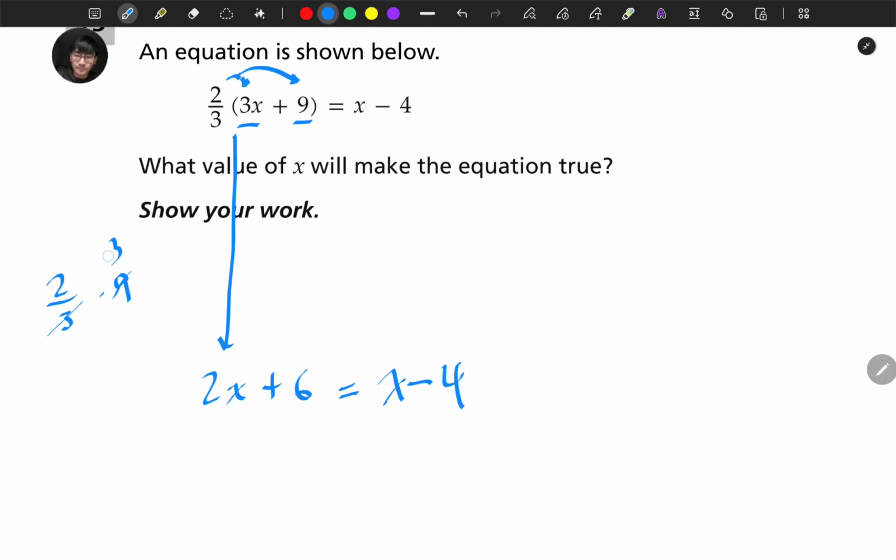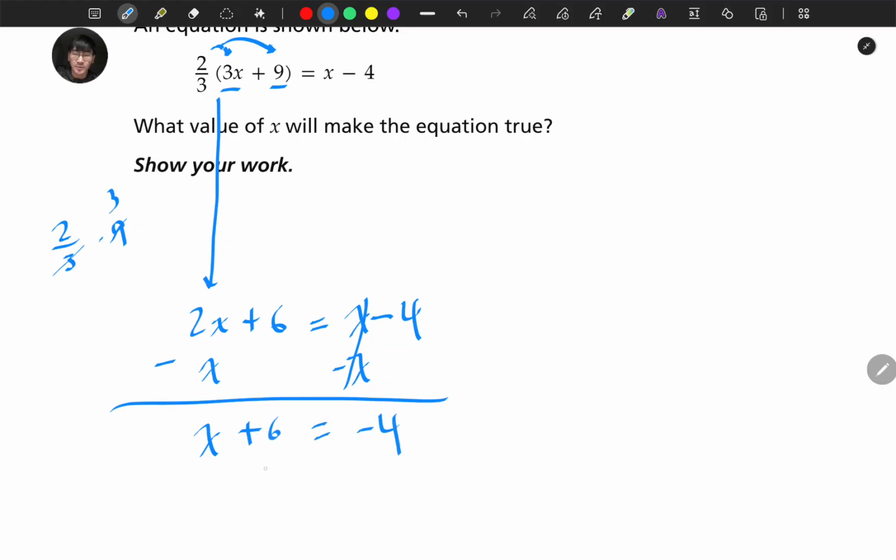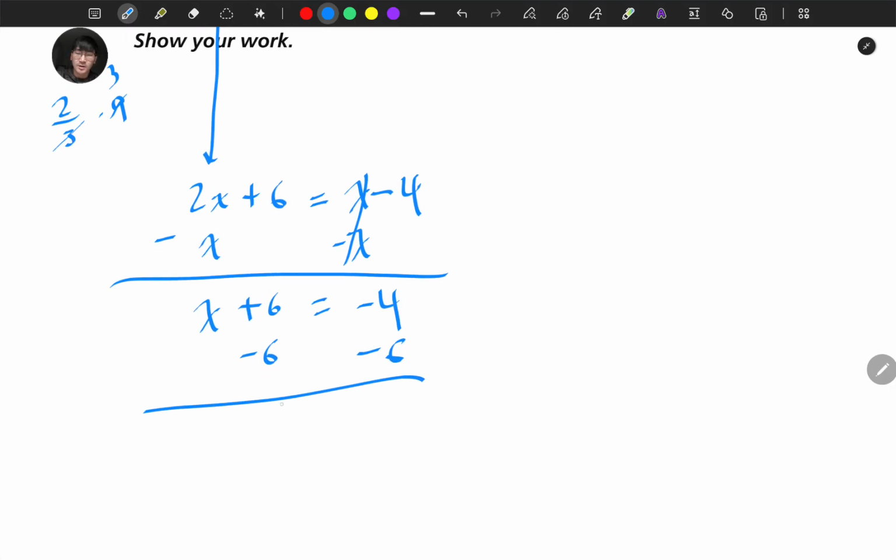minus 4. Great, and now we have x's on both sides, and we have to gather them up. So I'm going to move the smaller amount to the bigger amount, so that I don't have to deal with negatives. So there's one x on the right side, so I'm going to subtract x on both sides, and then I'll get a positive x here, and then plus 6 is equal to negative 4. Finally, I'm going to subtract 6 on both sides to isolate the x. And then you get x is equal to negative 4 minus 6, which is negative 10. So that is your answer.